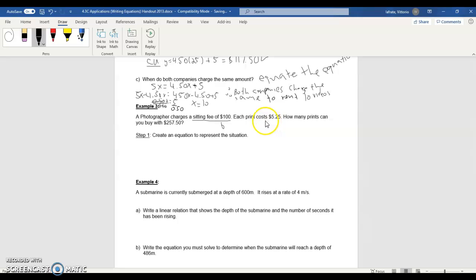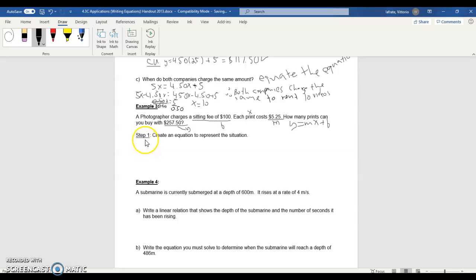And we have a cost per print. This is our rate for every print. This is our M. And so every print is going to be our X. And our Y, our earnings, will be this over here. This is our Y. So let's go and put that in the form of an equation of Y is equal to MX plus B.